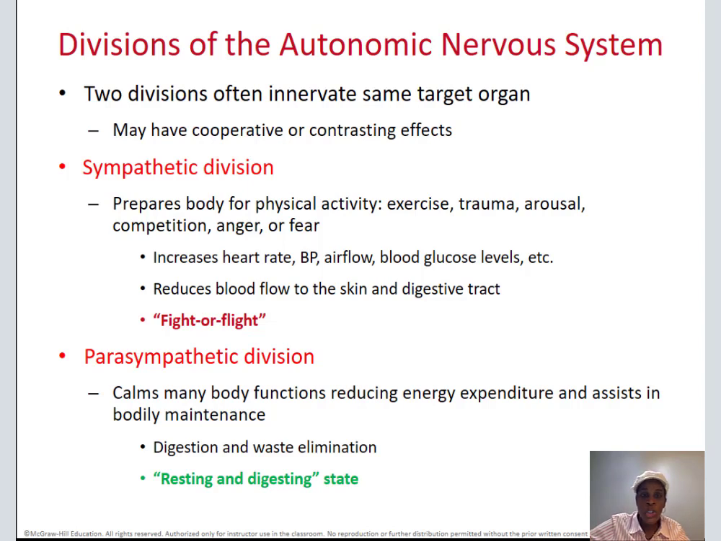So the two have to work together. Just like when you have an accelerator as a sympathetic and the brake as parasympathetic to balance things off in your body.